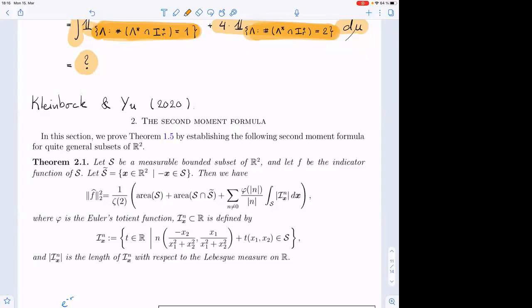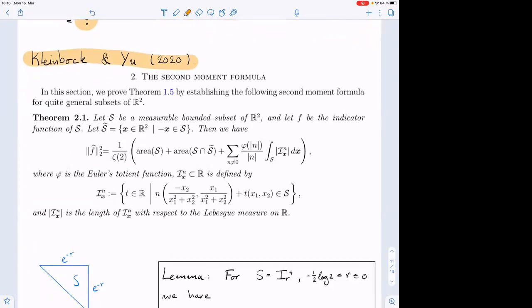I don't have a good overview of everything that's been done, but here's one theorem that we've been able to use. It's Kleinbock and Yu, I think from last year. I've copied in the theorem here, and they give a second moment formula for subsets of R2. This S tilde is basically minus S.